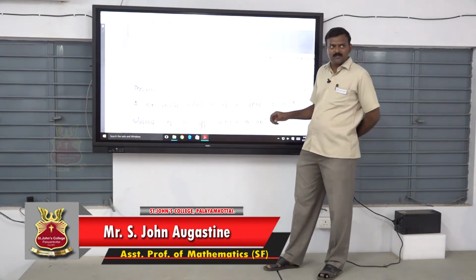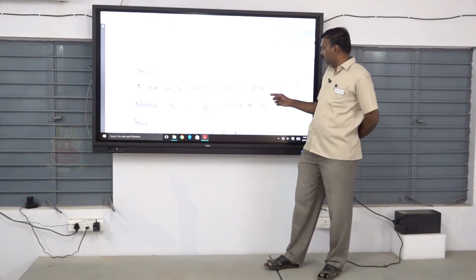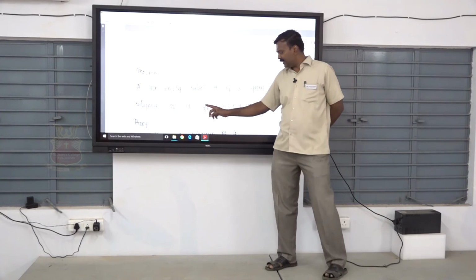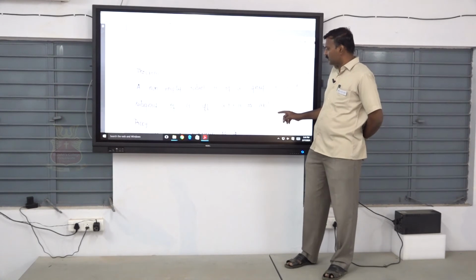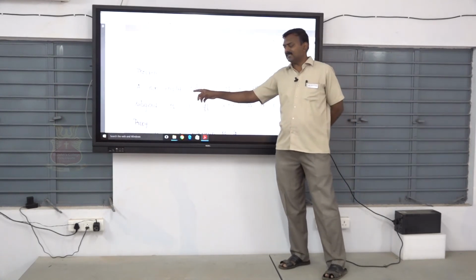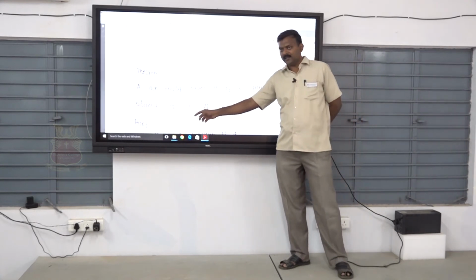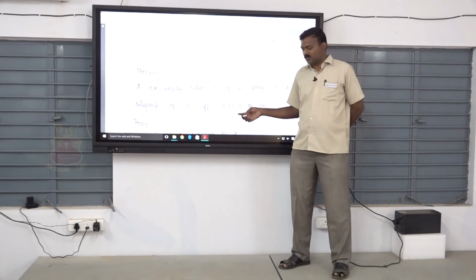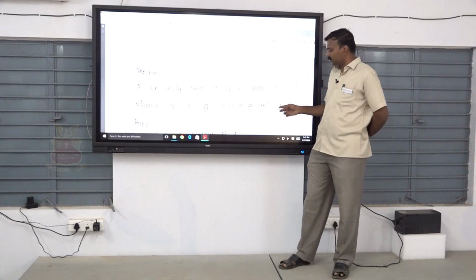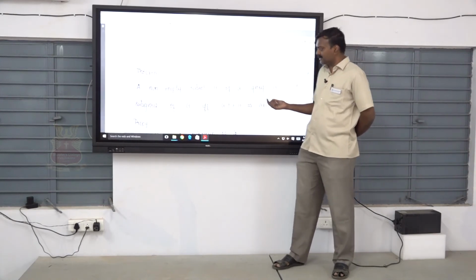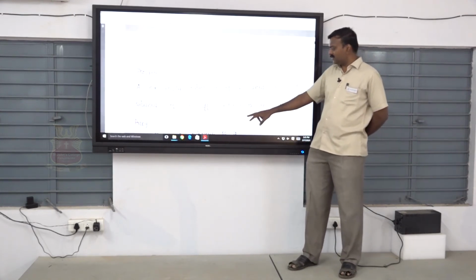Next we see the theorem. A non-empty set H of a group G is a subgroup of G if and only if A, B belongs to H implies AB inverse belongs to H. First we take the non-empty set. AB inverse belongs to H means H is a subgroup. H is a subgroup implies AB inverse belongs to H. That is what we have to prove.